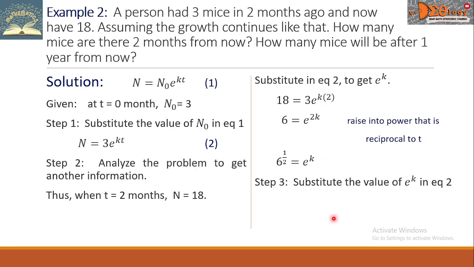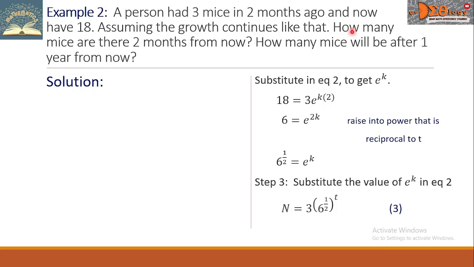Next, we substitute the value of e raised to k in equation 2. Again, this is our equation 2. When we substitute, it becomes n equals 3 times 6 raised to 1/2, that is raised to variable t. This is our equation number 3. When we reach this equation number 3, we are now ready to answer the questions.